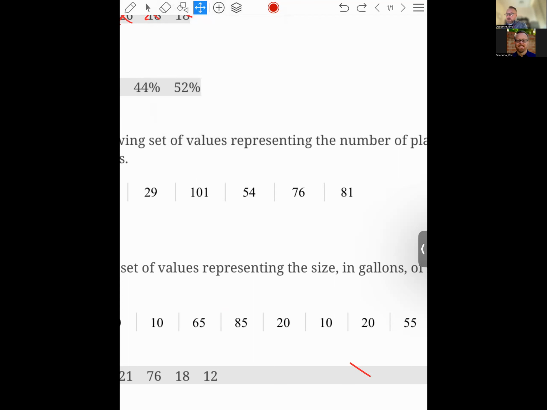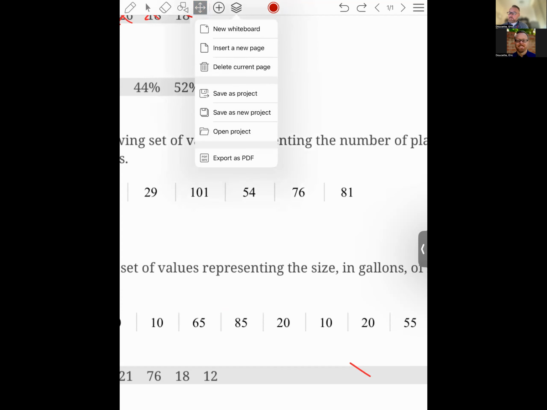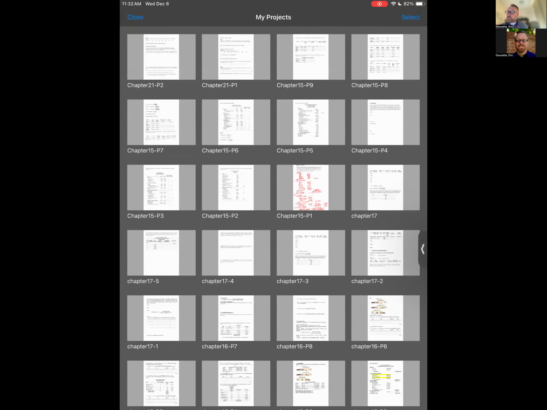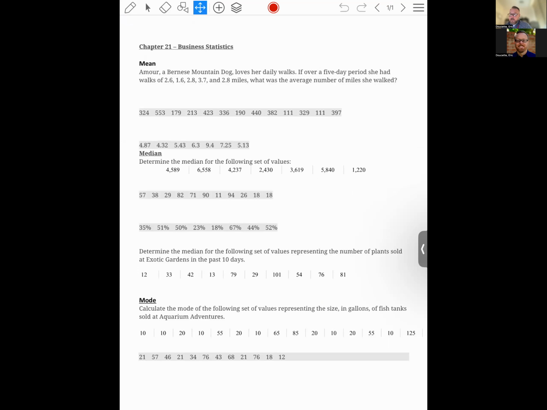Anyway, you put all these in order, and what you end up finding is that you have two numbers. Yeah, we have two numbers. So 29 and 38 are both in the middle. So there isn't actually a middle number.